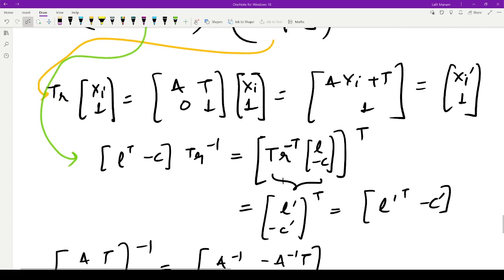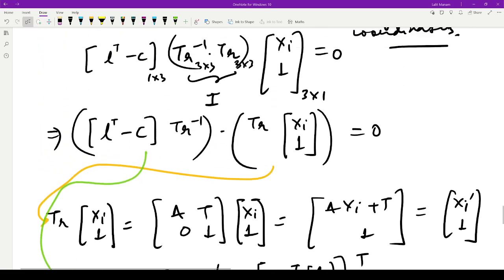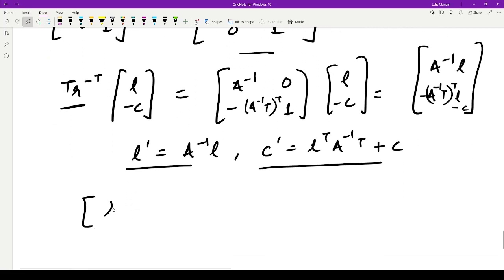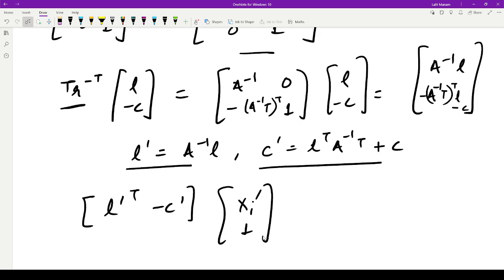Given that you have these explicit forms, what is it saying? So you can write the new line equation in the transformed domain as L prime transpose minus C prime times xi prime and 1, which is 0. So all this is satisfied for all values of i. That means it is satisfied for all points, right? So this is the new line.